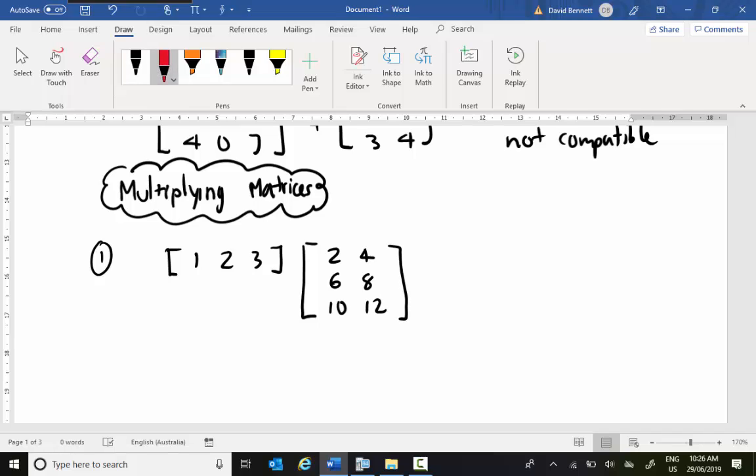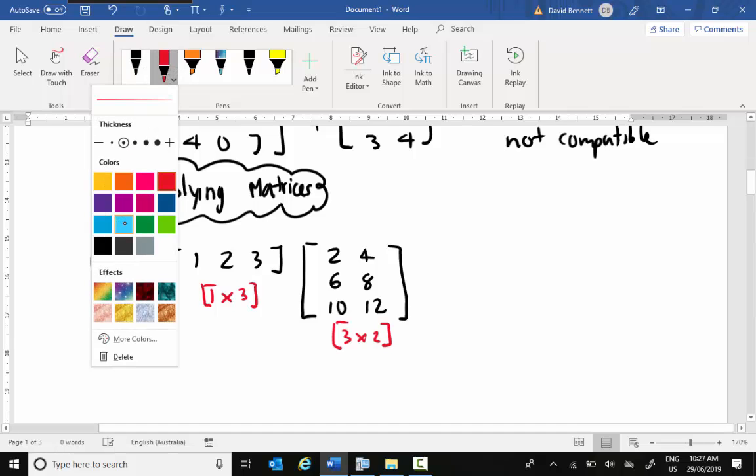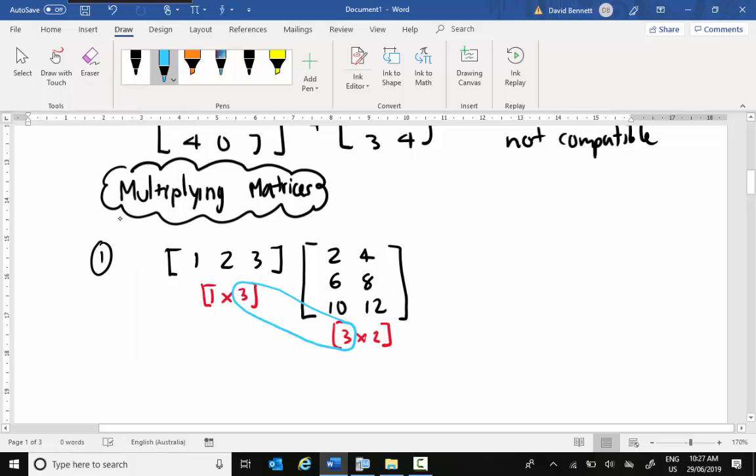Now, the first thing I need to do is look at defining these matrices. This matrix here has one row and 3 columns. This matrix here has 3 rows and 2 columns. For me to be able to multiply these two matrices together, the key thing is this number here in the middle has to be the same. If that number's not the same, then I can't multiply those two matrices. I just say they're not compatible. Because they are, that means I can actually multiply those two matrices.